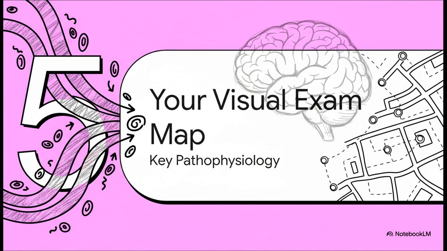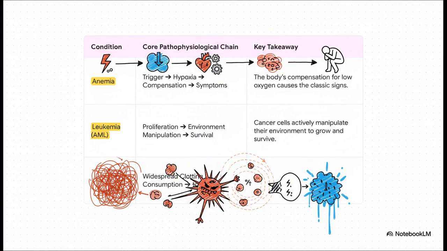Okay, wow. So we have walked through three really different, really complex pathways. Let's pull all this together now. We're going to consolidate everything into one clear, high-yield summary. Think of it as your visual map to help you trace these steps in your head when you need to. And here you go, the whole story on one slide. So for anemia, I want you to visualize that chain reaction. Trigger leads to hypoxia, which leads to compensation, which leads to the symptoms.